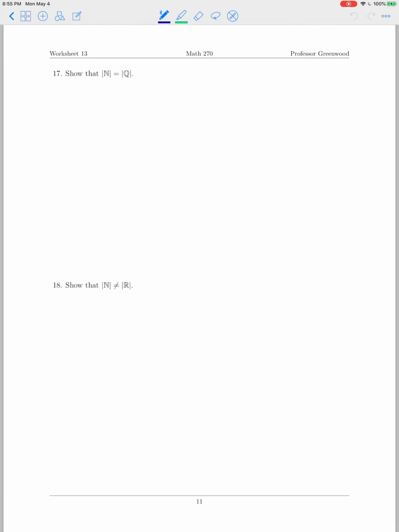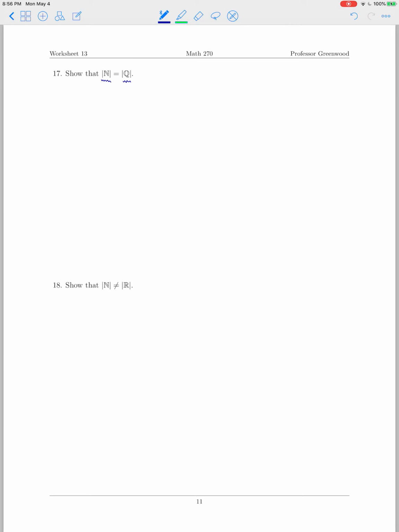Okay, now that we're equipped to compare infinite sets, we're going to talk about the comparison between a couple famous infinite sets and see what we can say about their corresponding sizes. And I have to tell you, this is one of my favorite things in math. So the first thing we're going to do is talk about whether or not the natural numbers have the same size as the rational numbers.